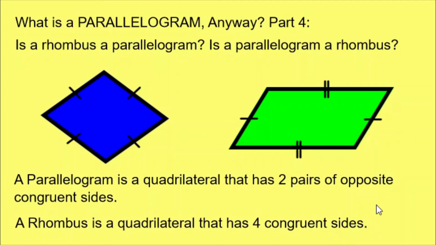A rhombus has to have 4 congruent sides. This green parallelogram does not, so it is not a rhombus. But a parallelogram can have 4 congruent sides, so sometimes a parallelogram will also be a rhombus. Final answer to these questions: all rhombuses are always parallelograms, and some parallelograms are also rhombuses.